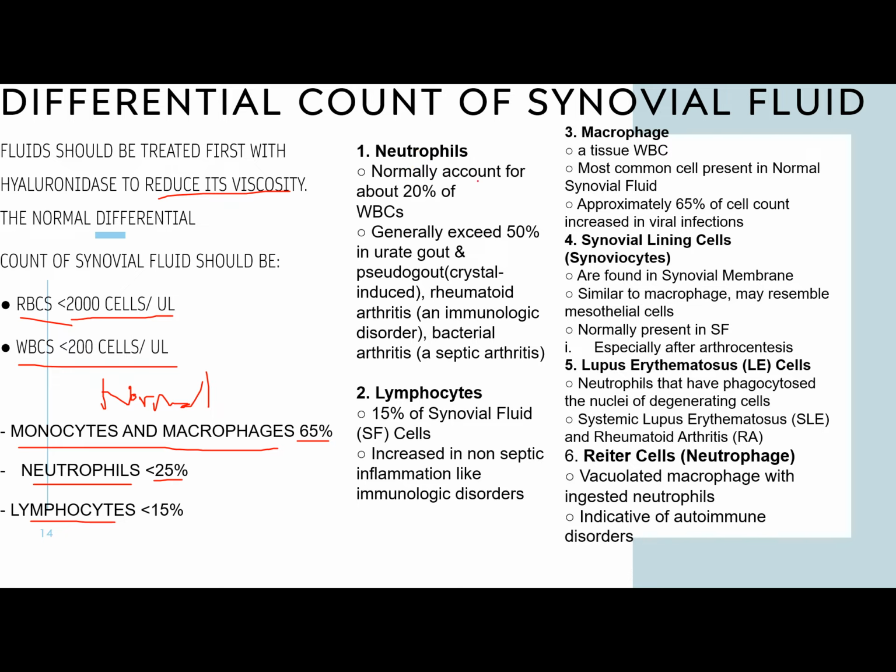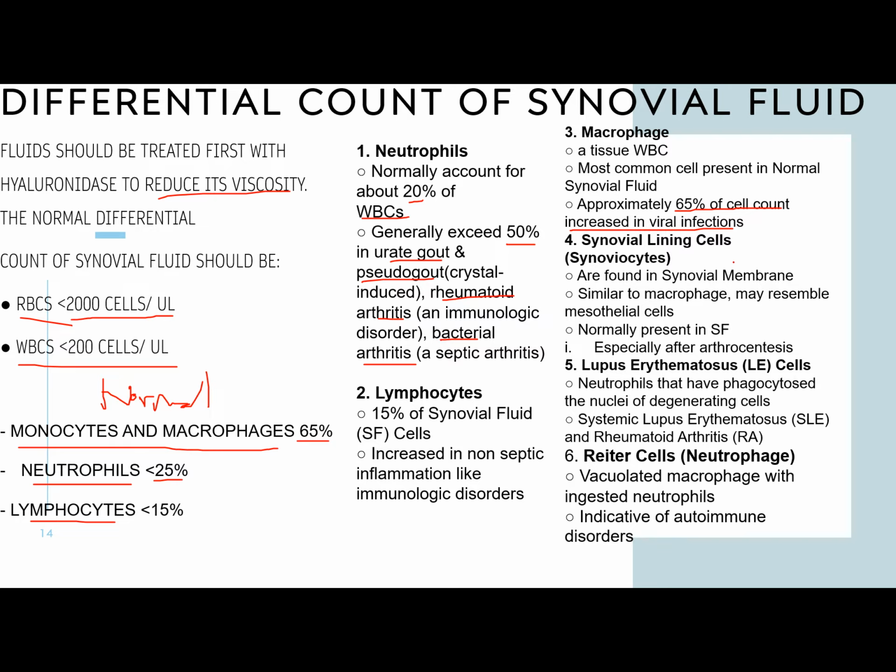Now, neutrophils, class, normally account for about 20% of WBCs. They generally exceed 50%, class, so they would reach 50% of diff count in urate gout and pseudo gout, rheumatoid arthritis, bacterial arthritis. Then lymphocytes, class, 15% of synovial fluid cells, increase in non-septic inflammation like immunologic disorders. Then number three, macrophage. This is a tissue WBC, most common cell present in a normal synovial fluid. They are approximately 65% of cell count, and they would be increased in viral infections.